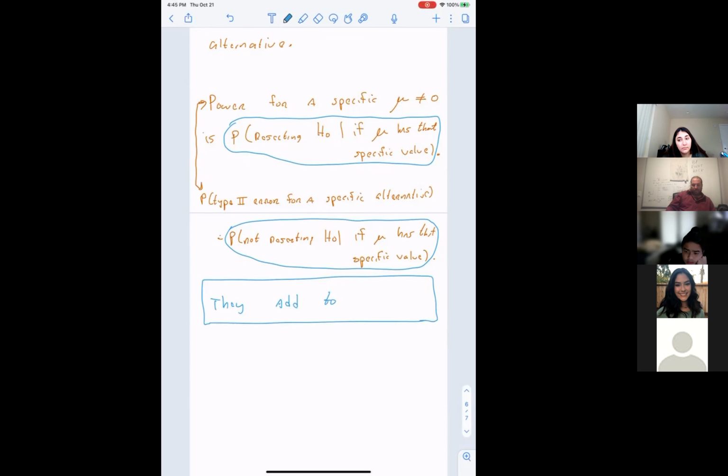Is it 0? Well, those are both probabilities, correct? Probabilities can't be negative, right? So how will they add to 0? But they do always add to 1. Why do they always add to 1?